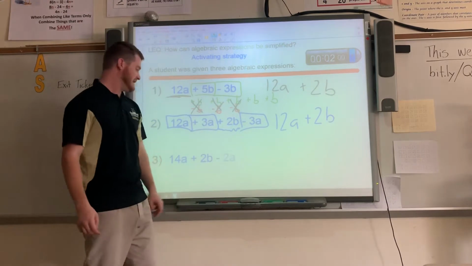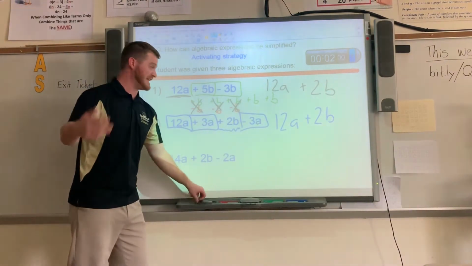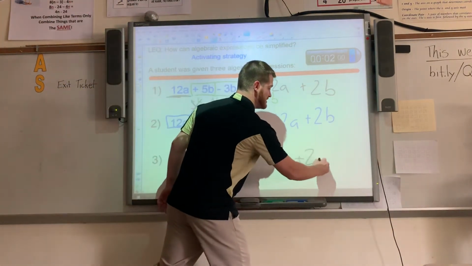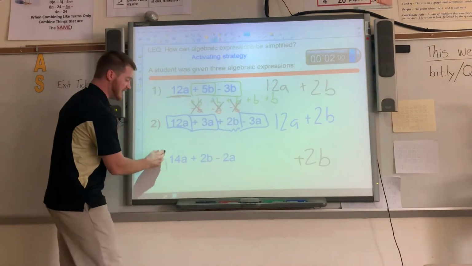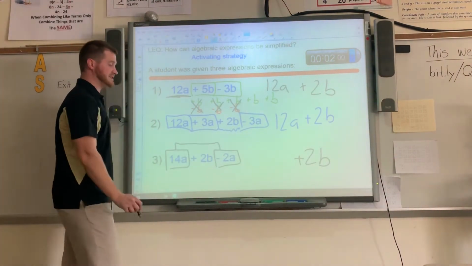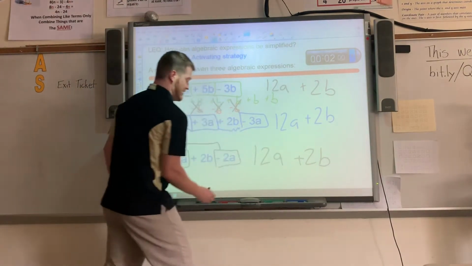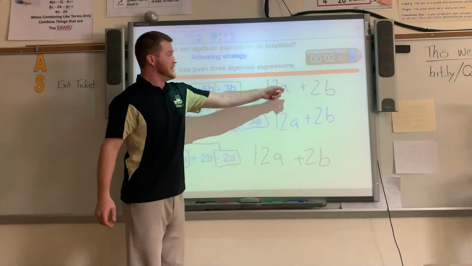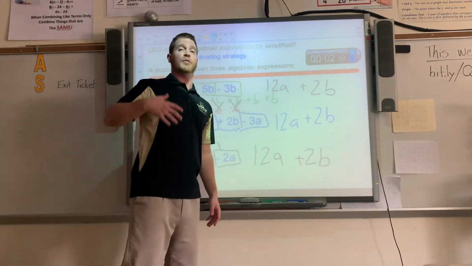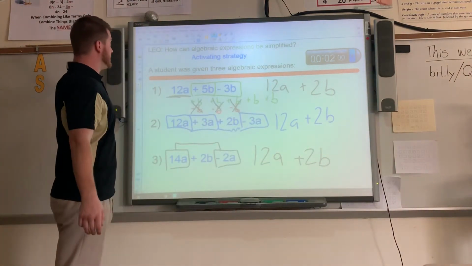Last but not least, looking at these, again, notice that the 2b is by itself. That's going to be in the final answer because it cannot combine with an a. I have a 14a and a minus 2a. 14 minus 2 is 12, so 14a minus 2a gives me 12a. Notice that our answers are all the same. Even though the expressions look different, multiple things can be combined to create the same answer.